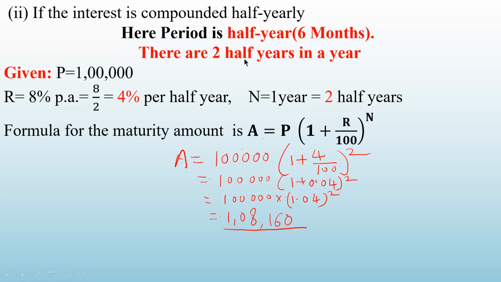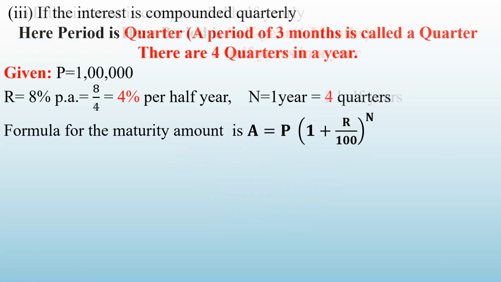In this problem, the interest is calculated 2 times in a year. Let us see the third case, if the interest is compounded quarterly. Now, what is the meaning of quarter? A quarter is a period of 3 months. A period of 3 months is called a quarter. So that means in a year, there are 4 quarters.